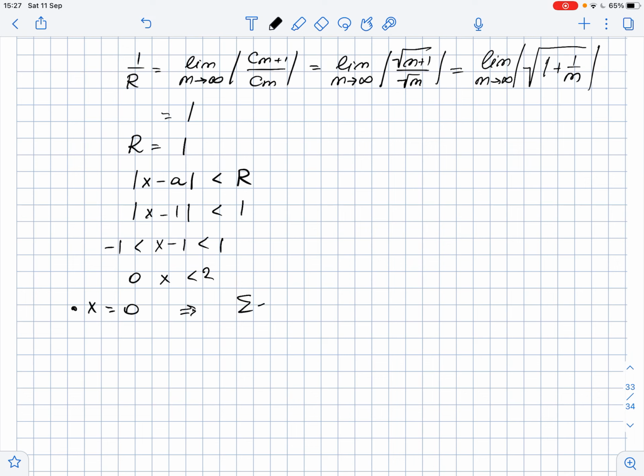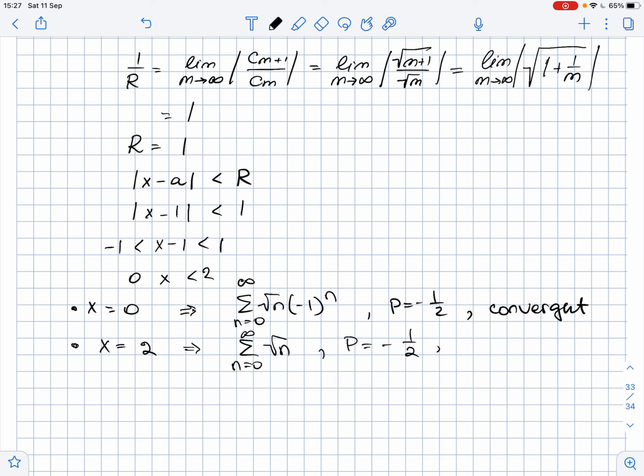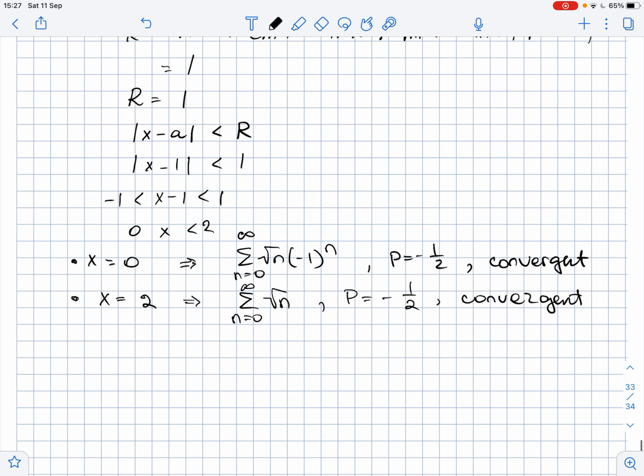At x equals 0, our series becomes the sum of square root of n times negative 1 to the power of n, where n goes from 0 to infinity, which is an alternating p series, where p equals negative 1 over 2, so it's convergent. And at x equals 2, our series becomes the sum of square root of n, where n goes from 0 to infinity. Again, it's a p series where p equals negative 1 over 2, so again it's convergent.